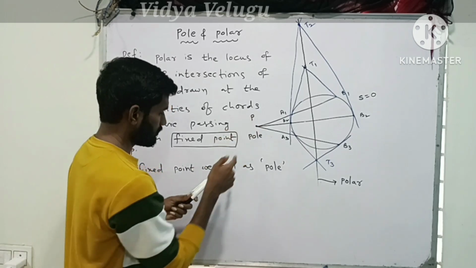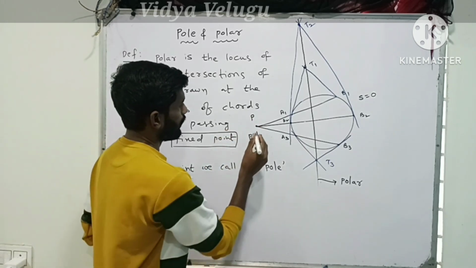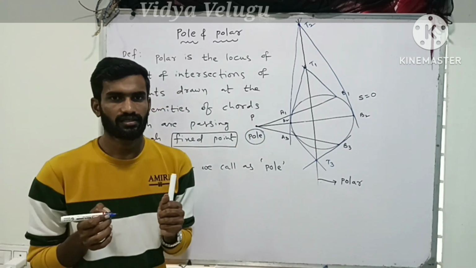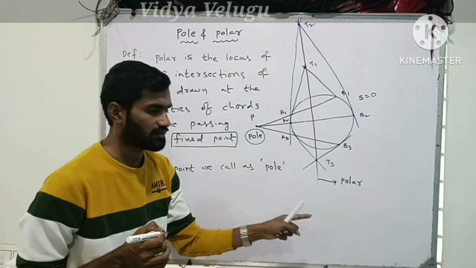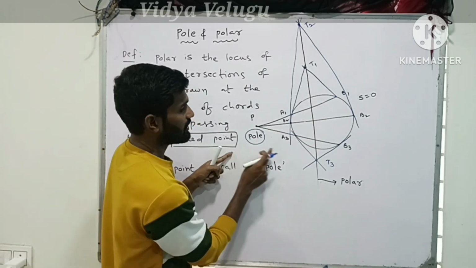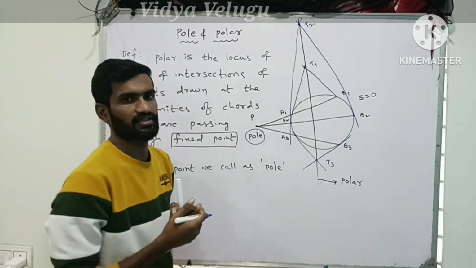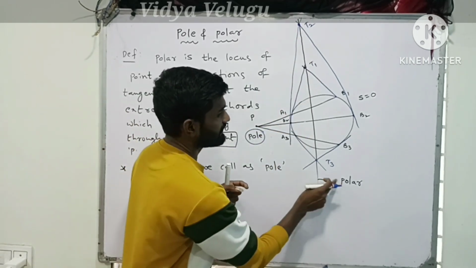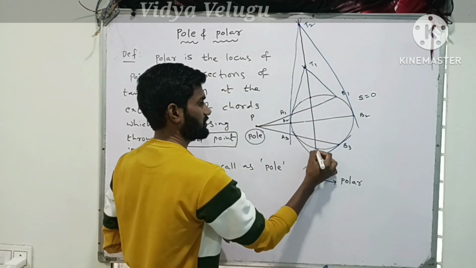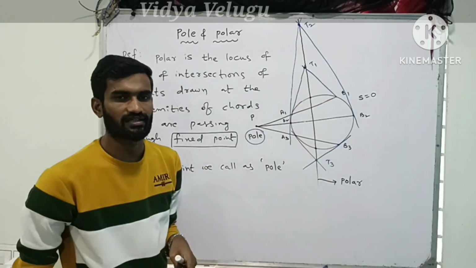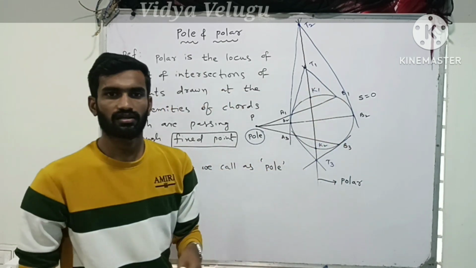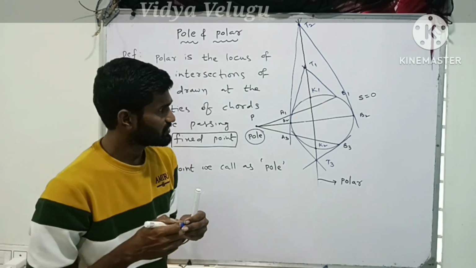Here, if you observe, the pole we have taken is outside the circle. And if you observe the polar, where did we get the polar? If I take the pole outside, I get the polar inside the circle. It means it intersects our circle at two distinct points. Just observe here, this is intersecting our circle at two distinct points. Let us take these as K1 and K2. Right? Now, just observe.